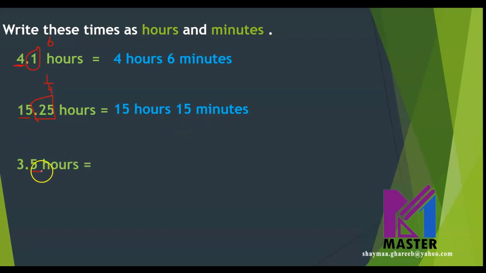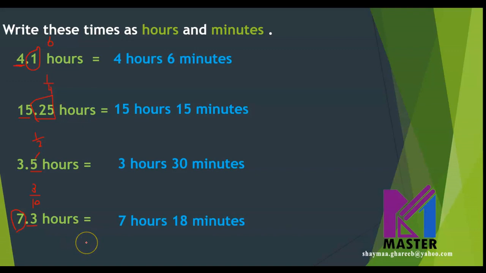3.5 hours, 0.5 means half an hour. And how many minutes are there in half an hour? 30 minutes. So I have here 3 full hours and 30 minutes. 7.3 hours, 0.3 means 3/10 of the hour. 1/10 of the hour equals 6, then 3/10 of the hour equals 18 minutes. So I have here 7 full hours and how many minutes? 18 minutes. Is this clear? How to write decimal number of hours into hours and minutes?